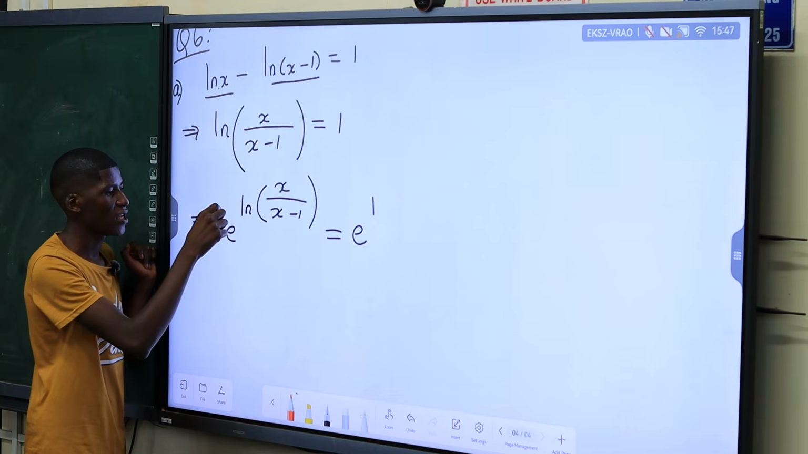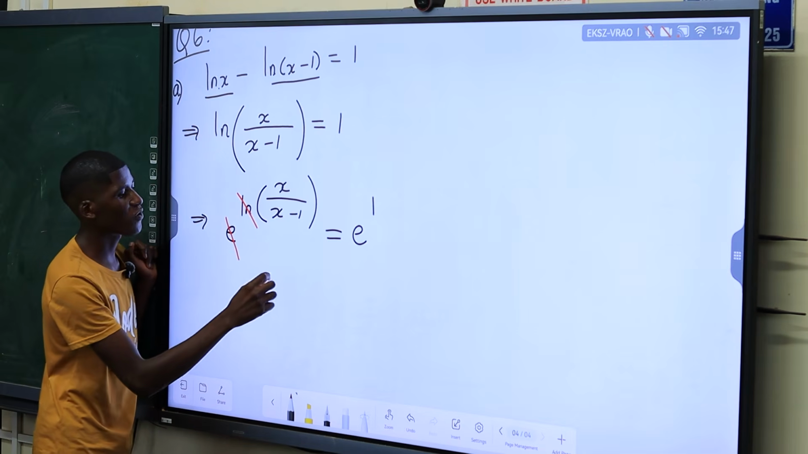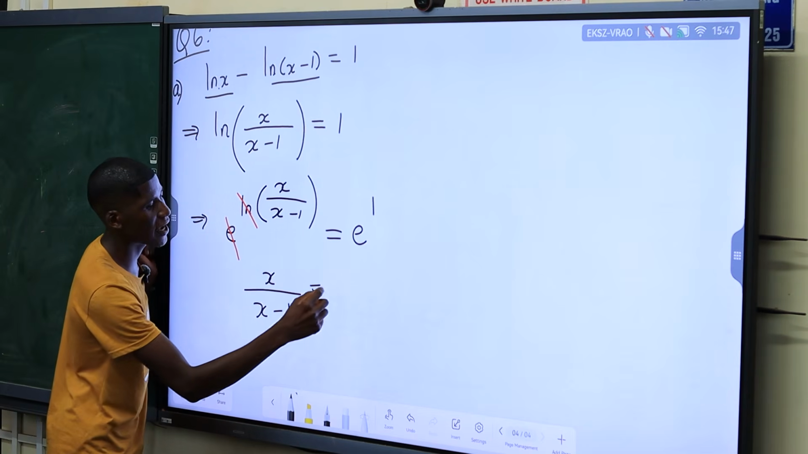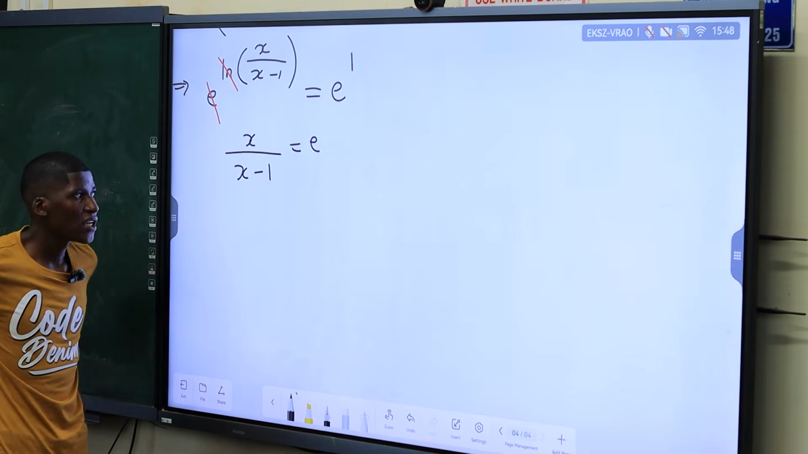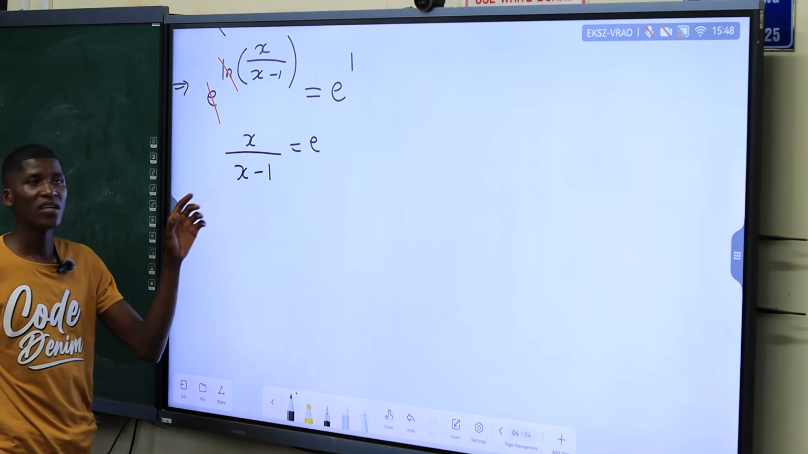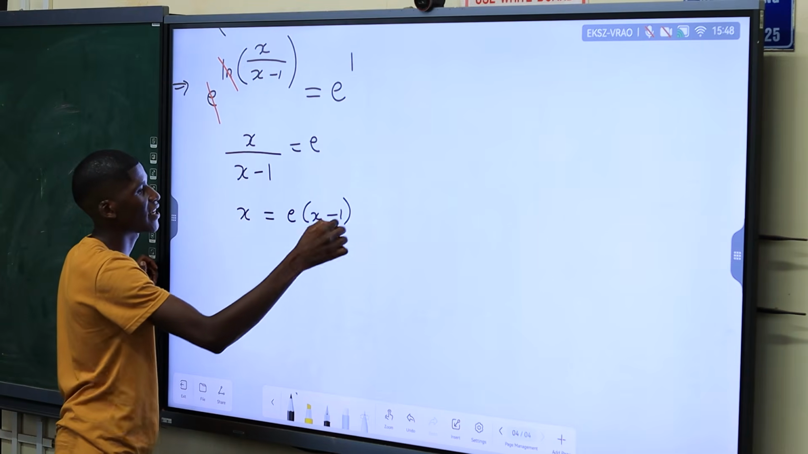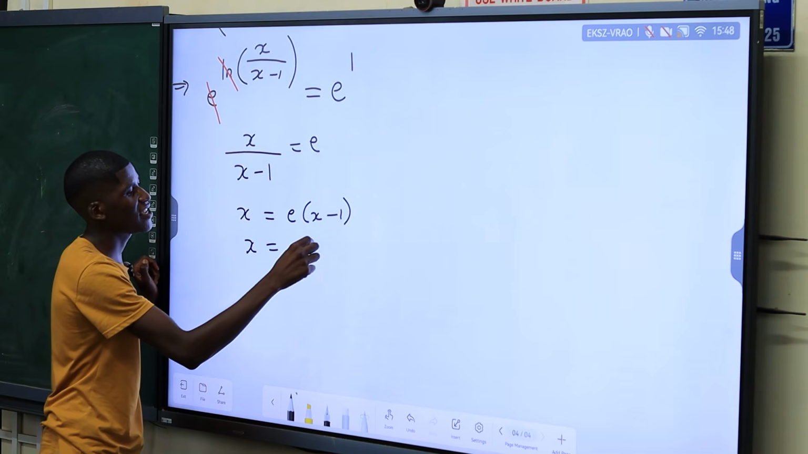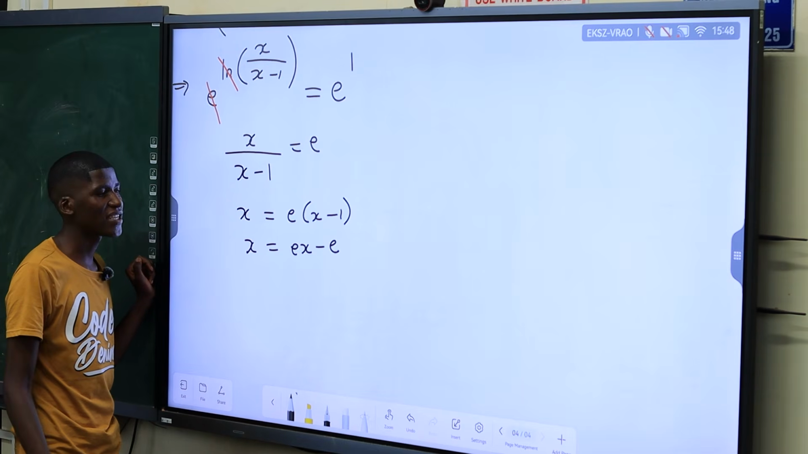So e and ln cancel out. It means that we've got x over x minus 1, which is the argument of the ln, equal to e. Now solve for x. You can cross multiply. Yes, this gives x is equal to e times x minus 1. So x is equal to ex minus e.